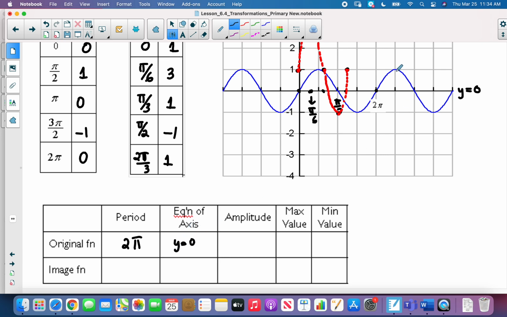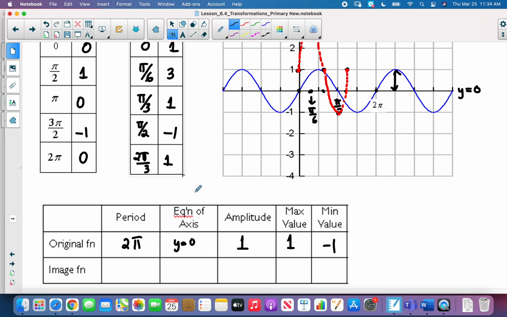The amplitude is this distance between the equation of axis and the maximum, or the equation of axis and the minimum. As you can see, it is 1. The maximum value for the parent function is 1. The minimum value is -1.